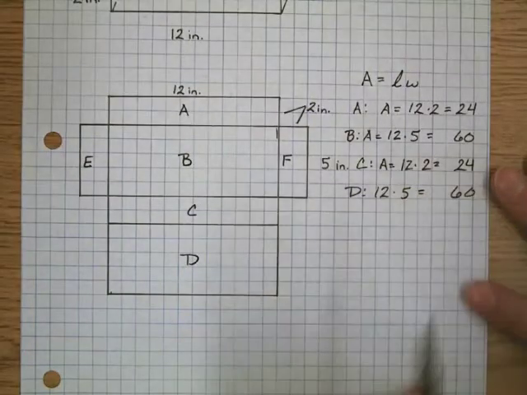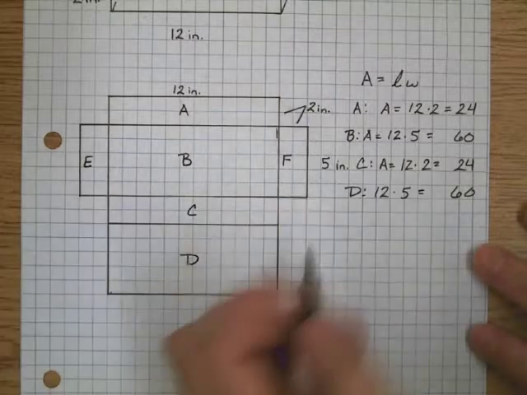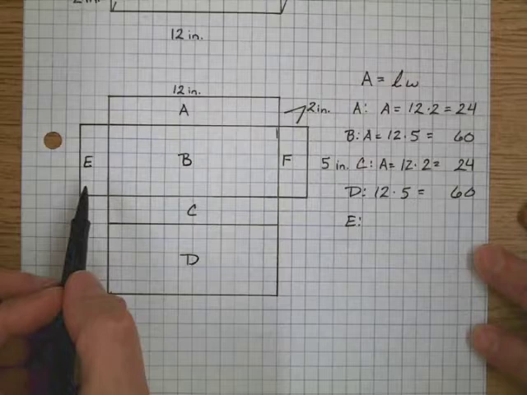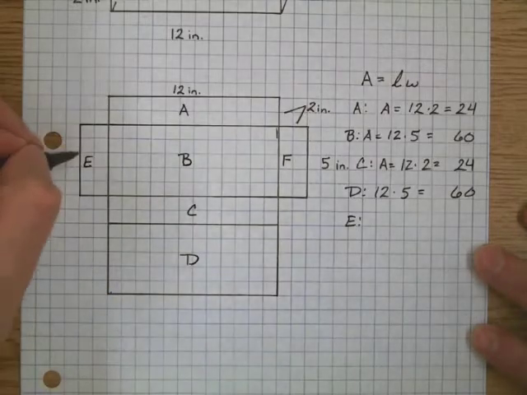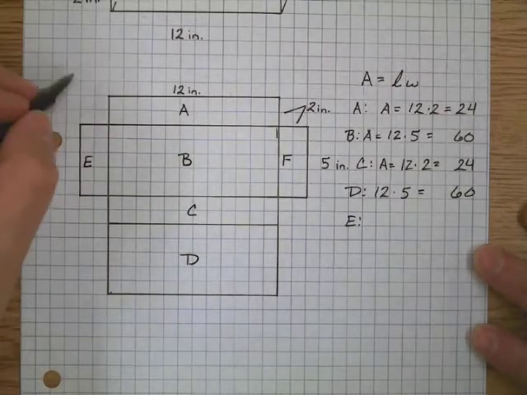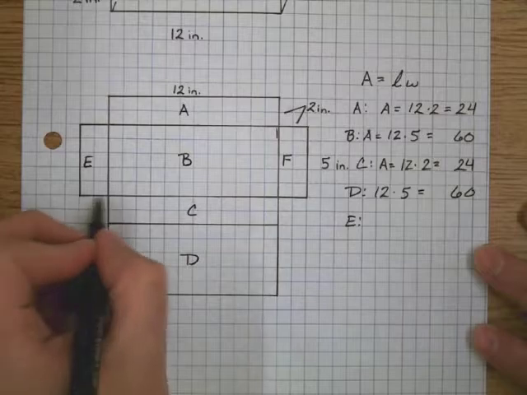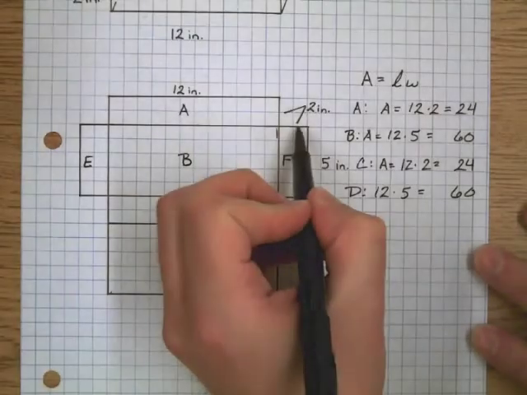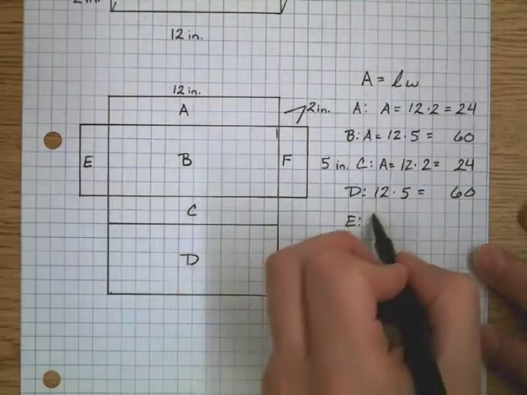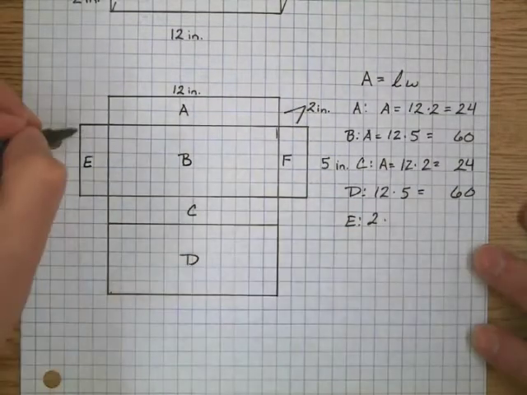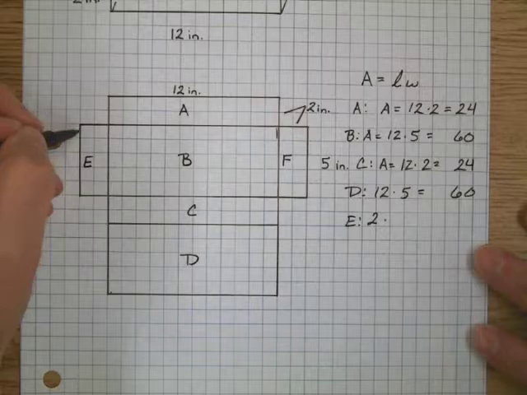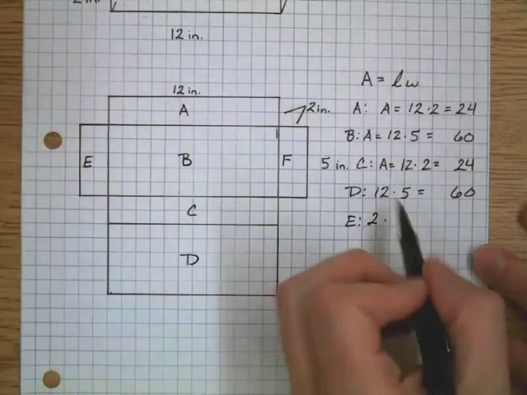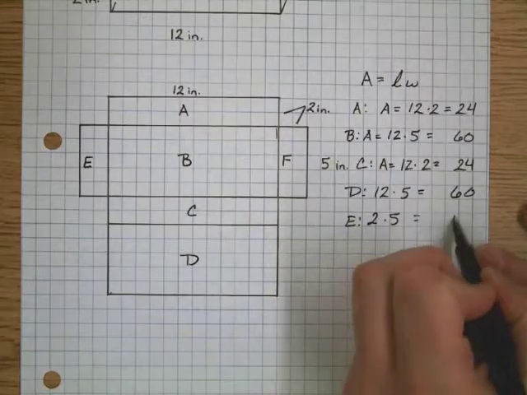And that's 60. We have 2 more. We have E and F. Let's take a look at E. So E, in this case, we have a length of this direction right here, and this is 2. Just like this one up here is 2, so is this one. So we have 2, and we have a width of 5. This distance right here is also the same as right there. So 2 times 5 is 10.